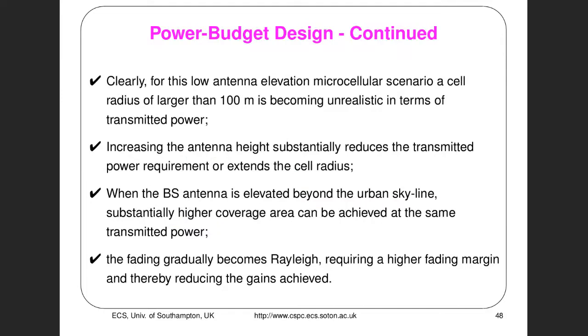So the general rule is that, first of all, the propagation path loss over distance is the biggest source of signal power decay. And the longer the distance, the bigger the loss. Also, if you put the antenna at a higher altitude, for example at a building top, then you would have a higher coverage. But if you put it too near to the ground, then the coverage would be smaller.